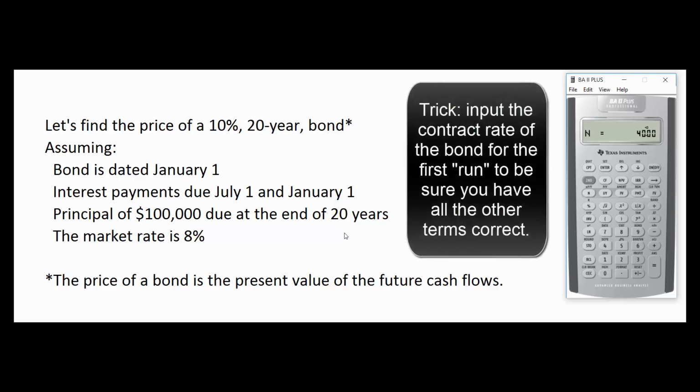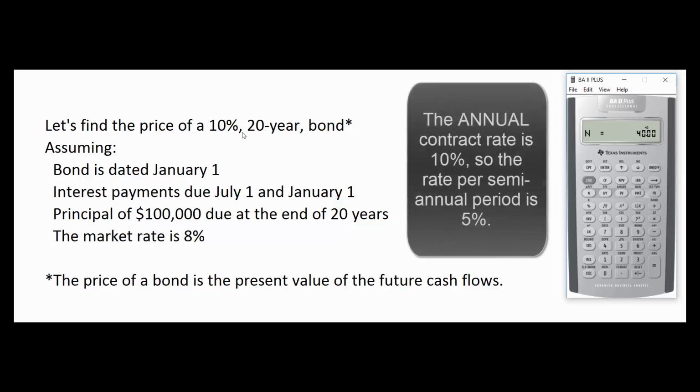Then my trick is when I'm finding the price of a bond when interest rates have moved, I plug in the interest rate first as if the market rate were the same as the contract rate. That way I can make sure that I get the face value of the bond as the present value, and that tells me that I've put in all the other terms correctly.